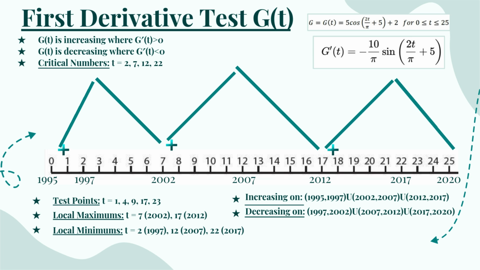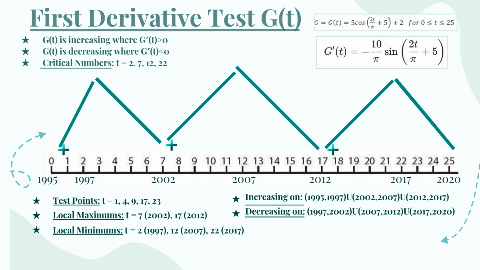Looking at G of t, the GDP growth rate increases during 1995 to 1997, 2002 to 2007, and 2012 to 2017, while it decreases during 1997 to 2002, 2007 to 2012, and 2017 to 2020. We see local maximums in 2002 and 2012, and local minimums in 1997, 2007, and 2017.